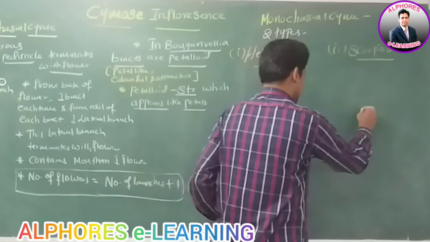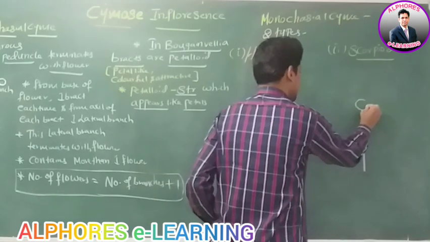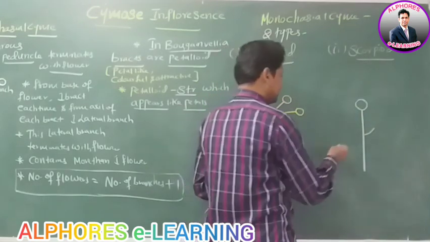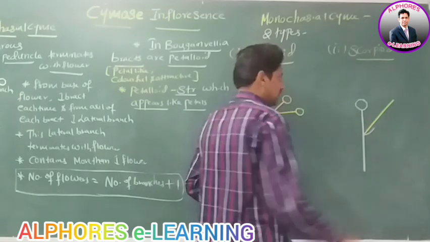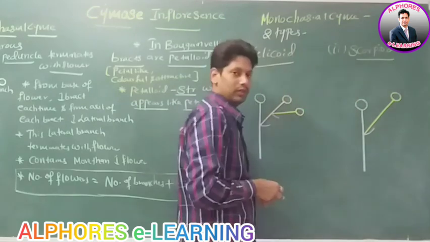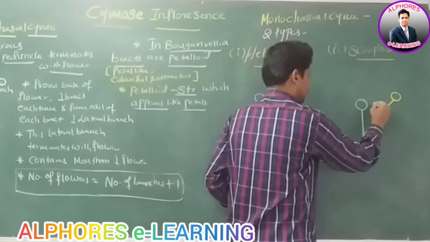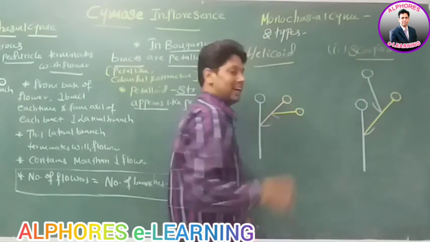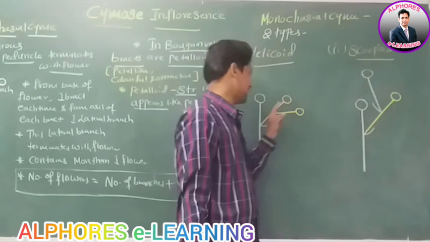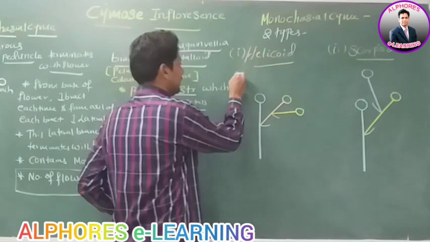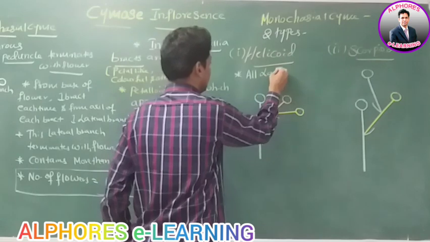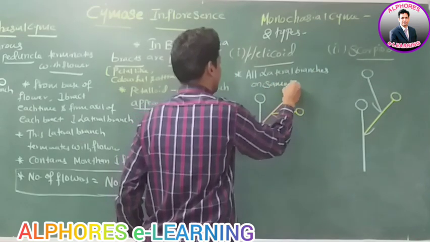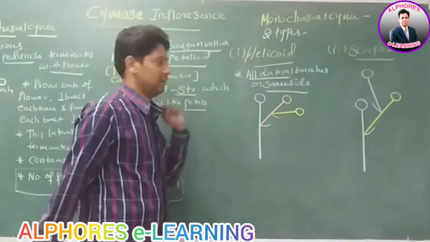Okay. Now, see this diagram once. Sir, the peduncle. The tip of the peduncle has terminated with a flower. From the base of this flower, a bract has developed. In the axil of this bract, one lateral branch has developed. The tip of the lateral branch has terminated with a flower. From the base of this flower, one bract. In the axil of this bract, one lateral branch, which has terminated with a flower. See this diagram. Here branches are arranged in zigzag manner. Here branches are arranged on the same side. Yes or no? Right? Therefore, in helicoid, all lateral branches are on the same side. This is helicoid. Now go for scorpioid.